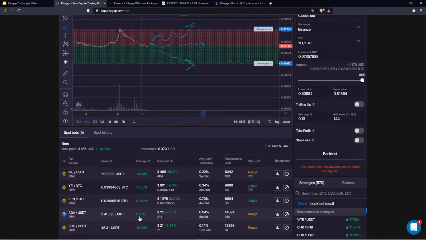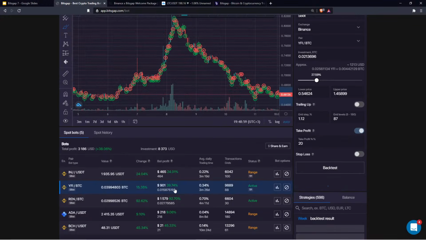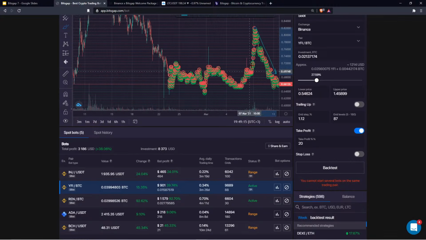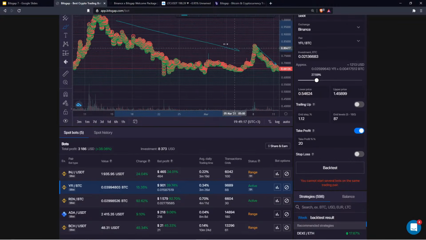What you need to understand is that the value in the investment change can be different. In the case of UFI to Bitcoin, you see, even though the bot profit is 39%, my investment change is only 15%. Why so? That's because of the downfall, which you see over here from the 8th of March right until today. Actually even more, you see, over here. Huge downfall. And even on this downfall, the bot was able to find these minor trade opportunities to buy low and sell high, you see?